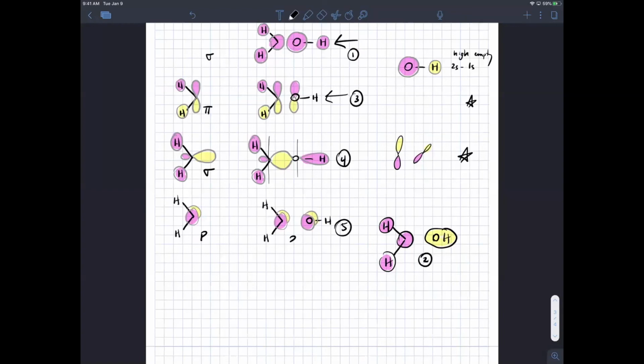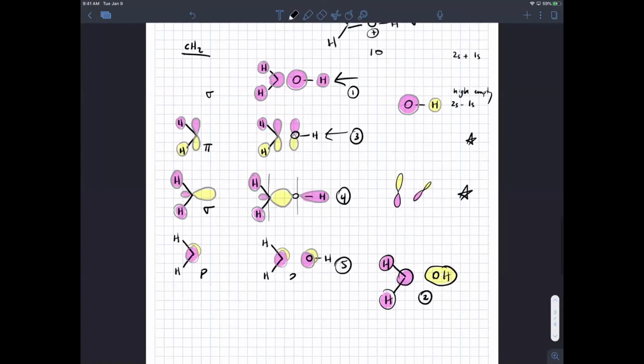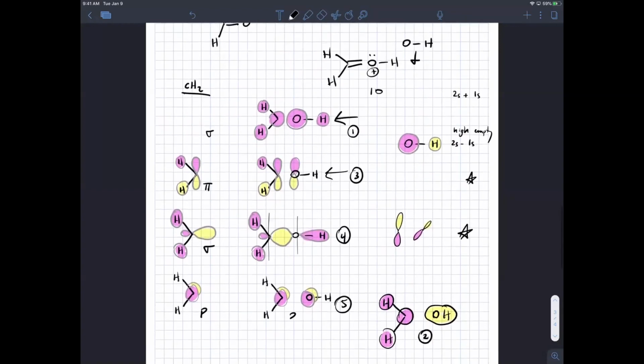Shouldn't 3 be degenerate with 5? 3 will probably be lower than 5 because of the extra carbon hydrogen bonding character. Does that take care of all the electrons? I'm counting five pairs, or do we have more than that? 2, 4, 6, 8, 10, 12. We have 6.